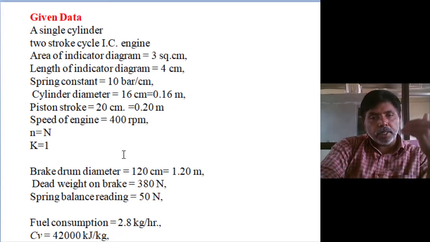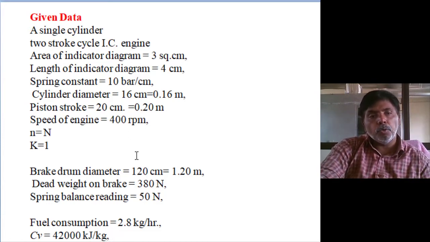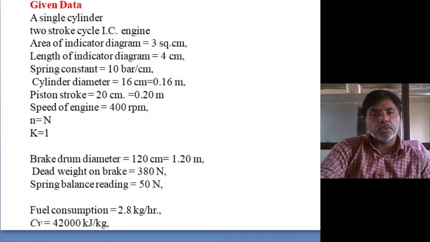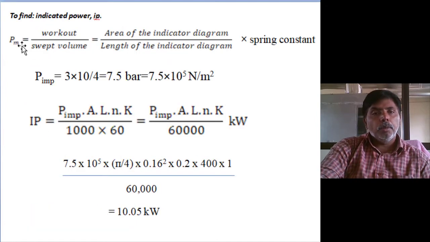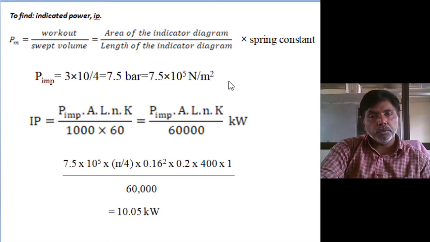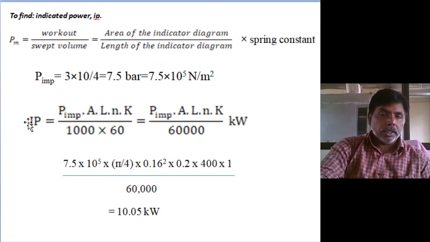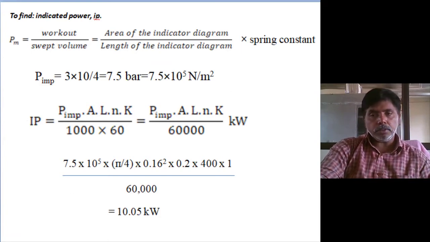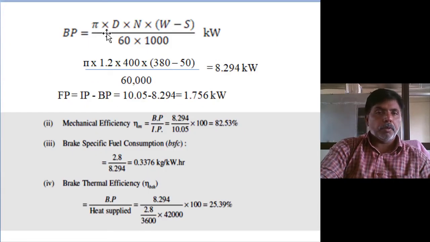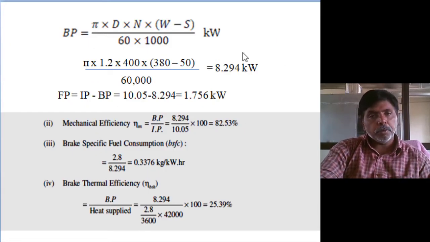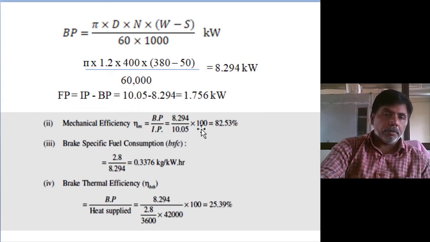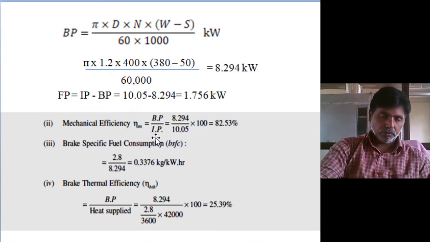Like that you separate the given data, then you have to know what the unknown parameters are. First we will determine the unknown parameters. Mean effective pressure is not available, so first we will determine the mean effective pressure. Then we will determine the indicated power. Then brake power, everything is available, you determine the brake power. Then friction power equals indicated power minus brake power. Mechanical efficiency is brake power to indicated power.